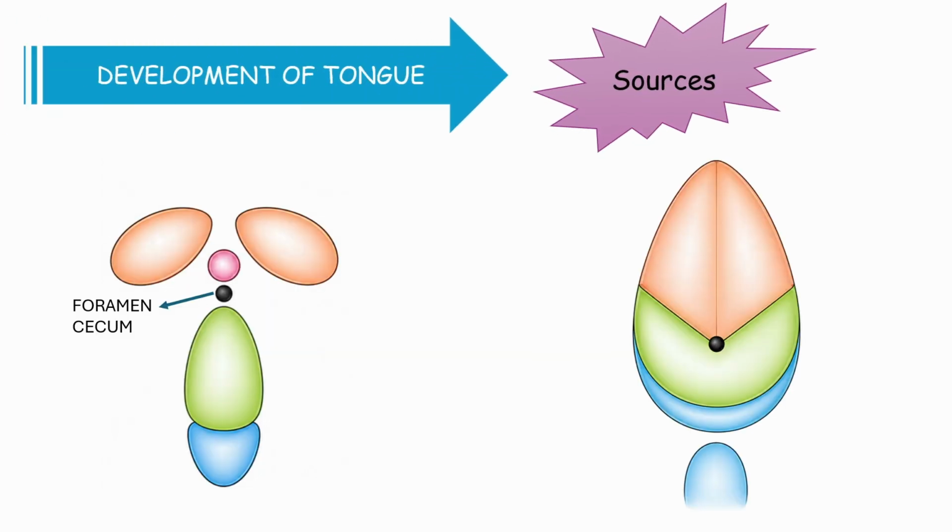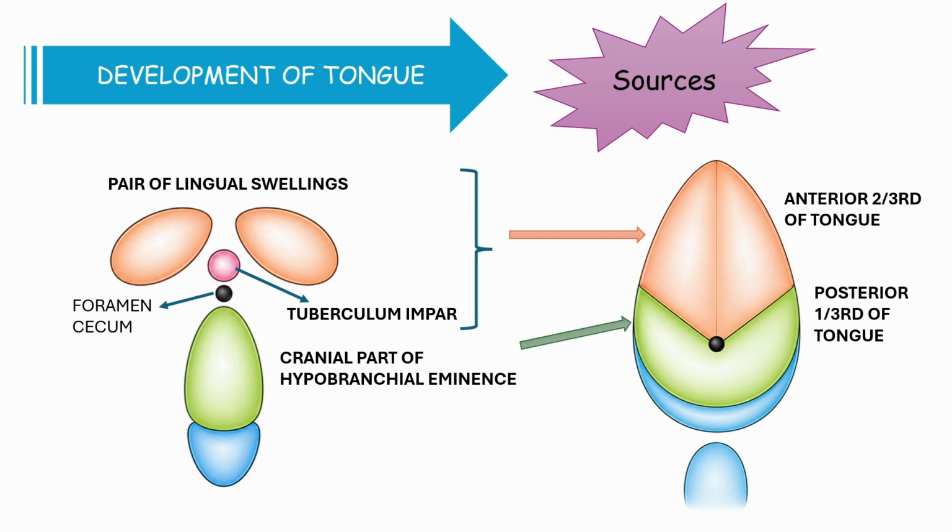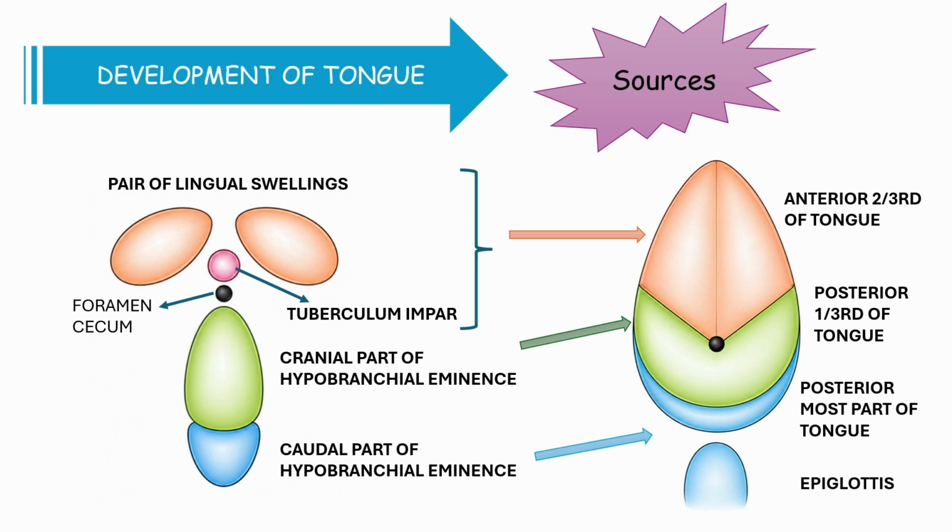Now let's see how these 5 endodermal swellings are going to form the mucosa of different parts of the tongue. The pair of lingual swellings and the tuberculum impar is going to form the anterior 2/3 of the tongue. The cranial part of the hypobranchial eminence, which develops in relation to the second and third arch, is going to form the posterior 1/3 of the tongue. And the caudal part of the hypobranchial eminence, in relationship to the fourth arch, will form the posterior most part of the tongue as well as the epiglottis.